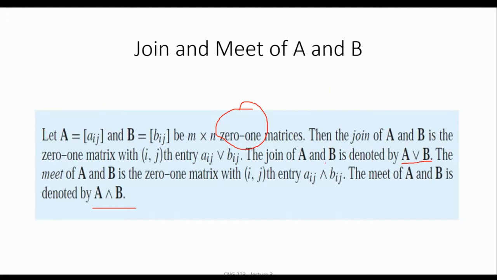The join of A and B is denoted by this disjunction. It means that element by element, you should calculate the disjunction of the elements. For the meet of A and B, we are considering it with conjunction.